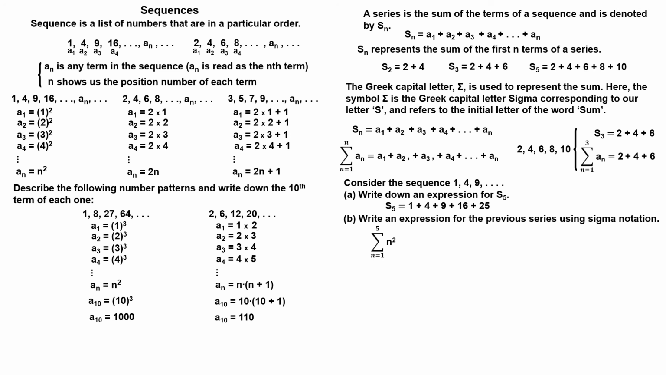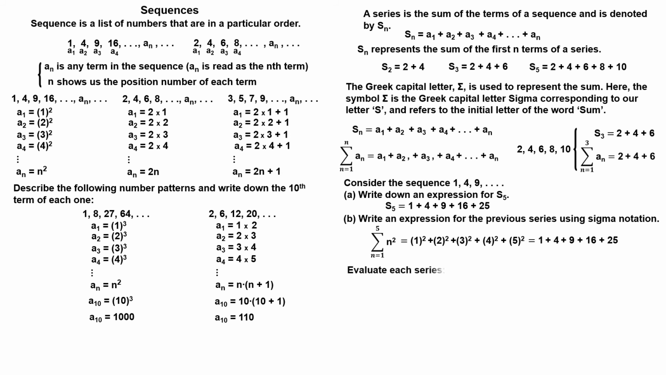To generate the terms of a series given in sigma notation, successively replace the index of summation with consecutive integers from the first value to the last value of the index. In short, to generate the terms of this series, replace n by 1, 2, 3, 4, 5.